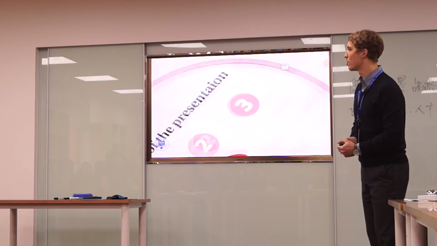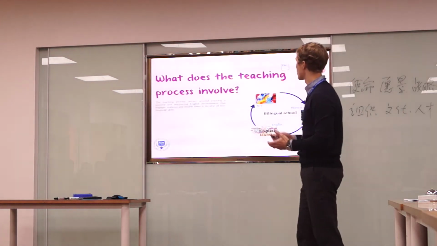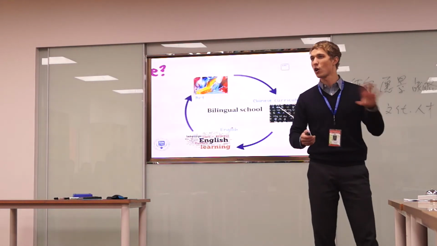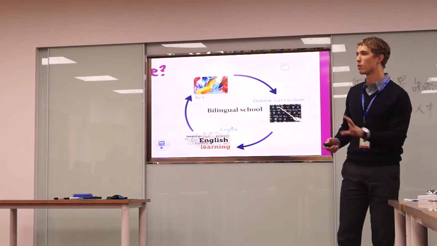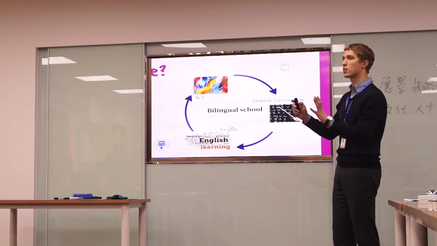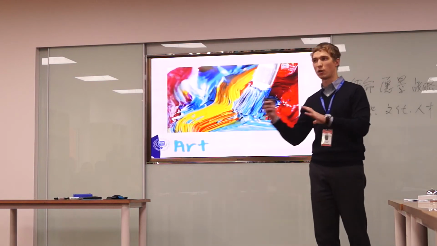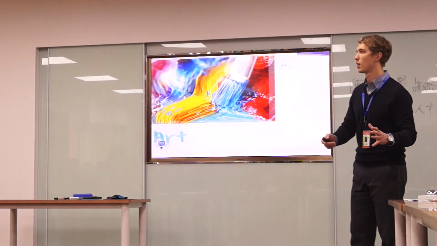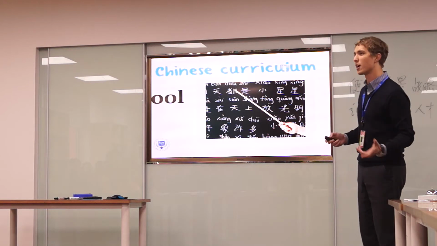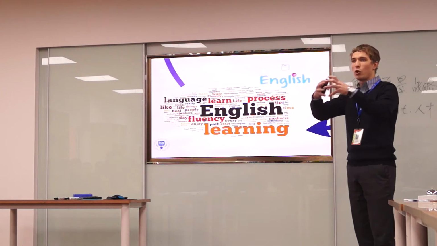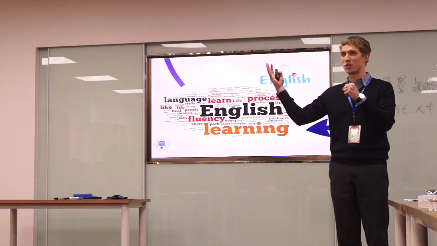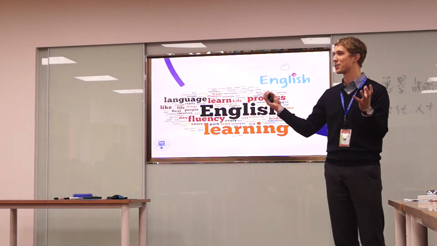Okay, so let's move on to the first thing in my presentation. What does the teaching process involve? To start with, I want to say that we are a bilingual school, a bilingual program. Bilingual means that we incorporate all subjects, art, PE, music, and don't forget the Chinese curriculum, Chinese math, Chinese science. We've incorporated all in the English language. So we want our subjects to be taught in both English and Chinese.